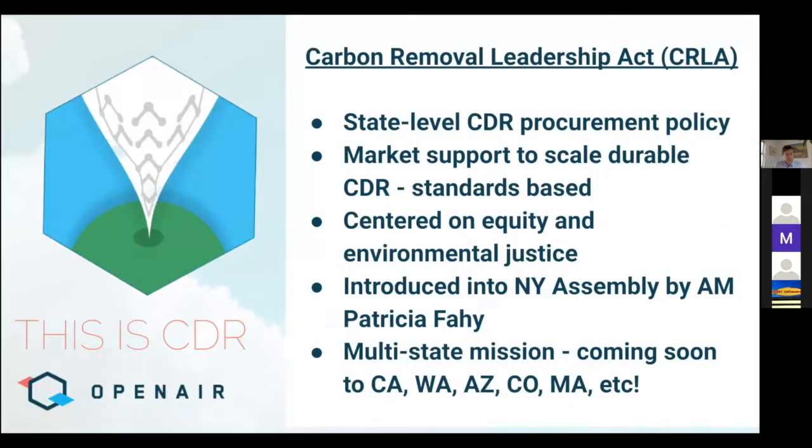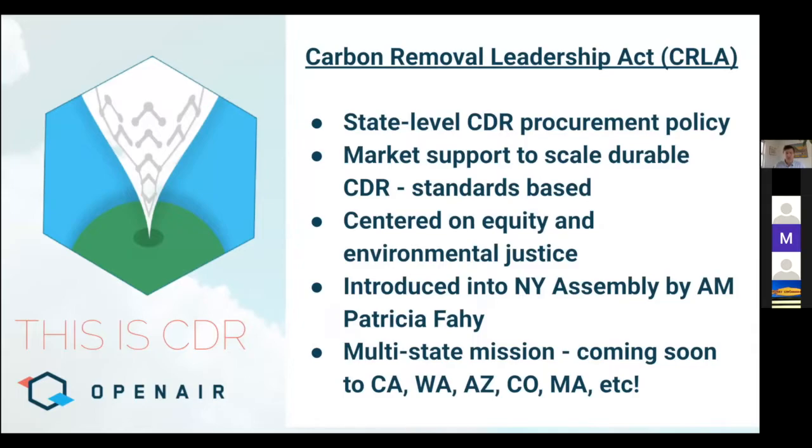Also, I want to give you a quick overview of the Carbon Dioxide Removal Leadership Act, which is the policy that we are talking about. It's a state-level CDR procurement policy that is intended to provide market support to scale durable carbon removal. It's standards-based and really centered on the idea of equity and environmental justice.